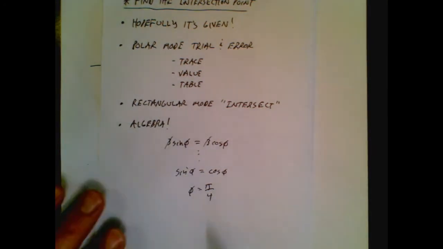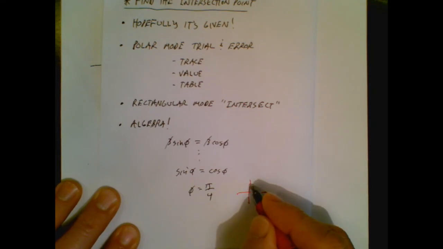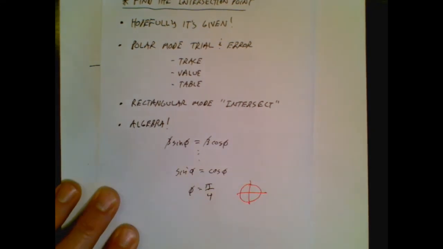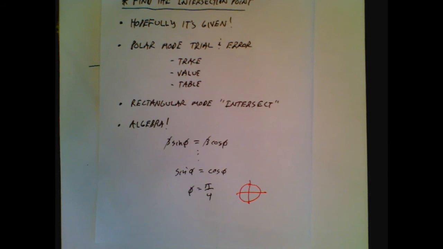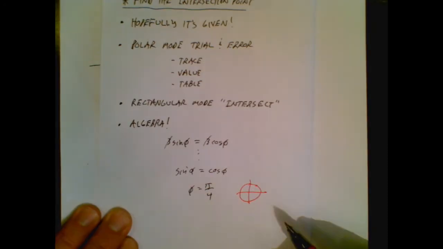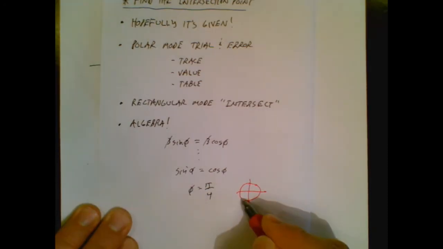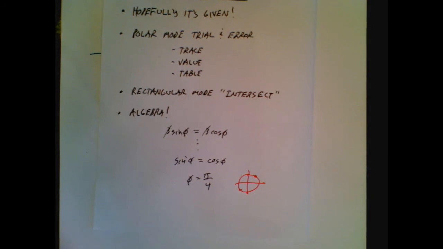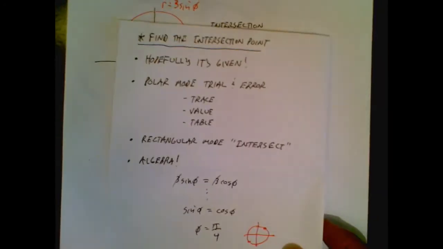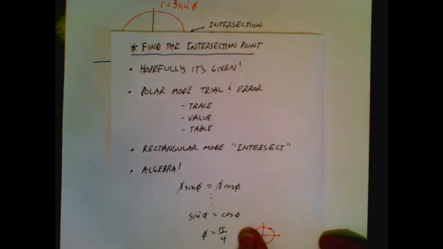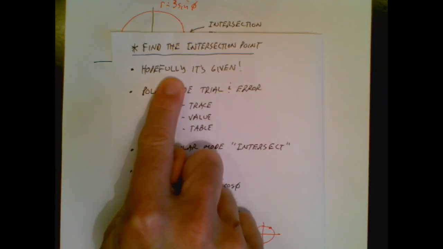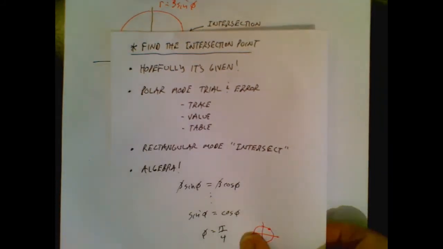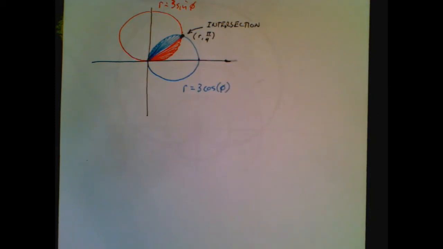Well, this one's as easy as thinking about the unit circle. Where on the unit circle are sine and cosine equal? Here they are, and here they are. So at that spot, pi over 4, I have my answer. So a lot of different ways to figure out that intersection point. That's probably the way it's going to happen on the AP test, but there's no guarantee.